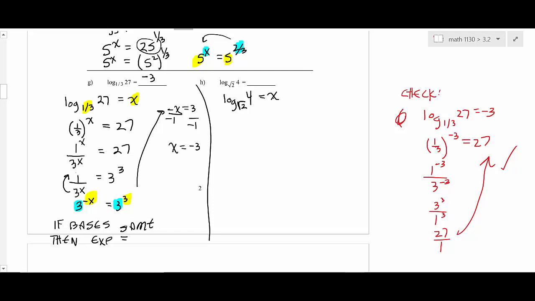Now what you want to do is write it in exponential form. What's exponential form? Square root of 2 to the x power is equal to 4. So you want to start that way. Okay, square root of 2 to the x power is equal to 4.